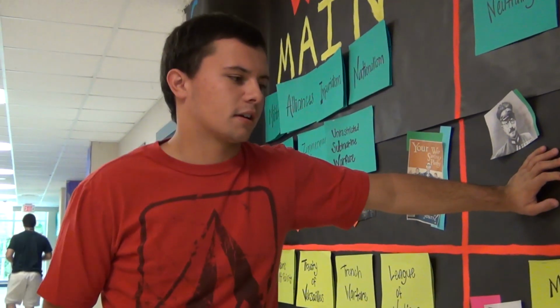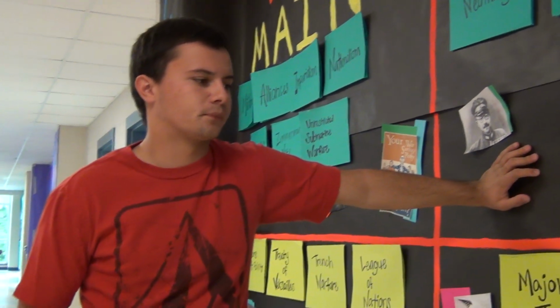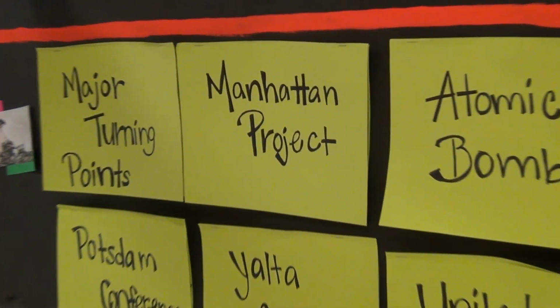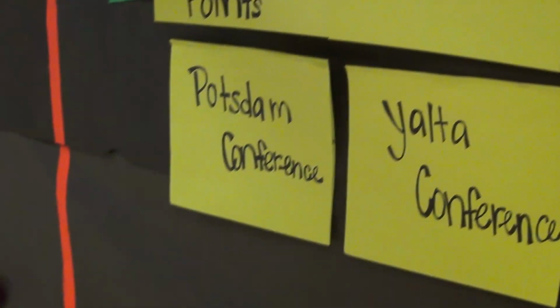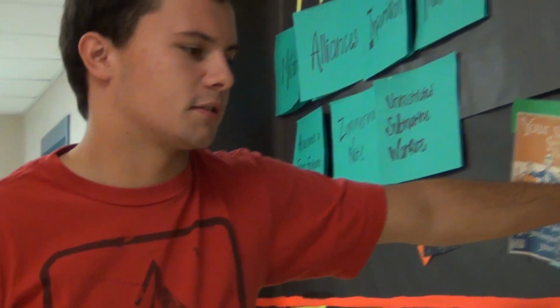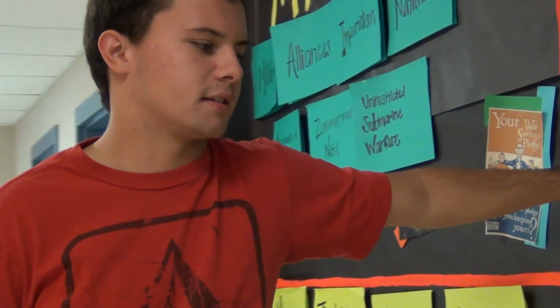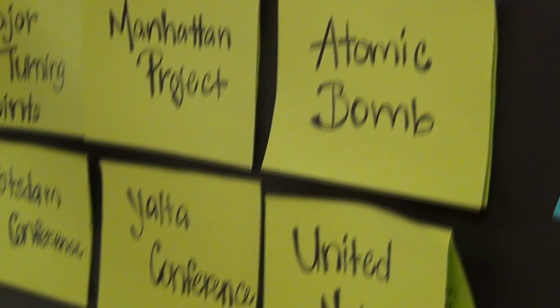The Manhattan Project was started in order to develop the atomic bomb. At the Potsdam Conference, the U.S. offered an ultimatum to Japan, declaring that if it did not surrender, they would face utter destruction. They, of course, did not surrender, and the atomic bomb was dropped on Hiroshima and Nagasaki, ending World War II.